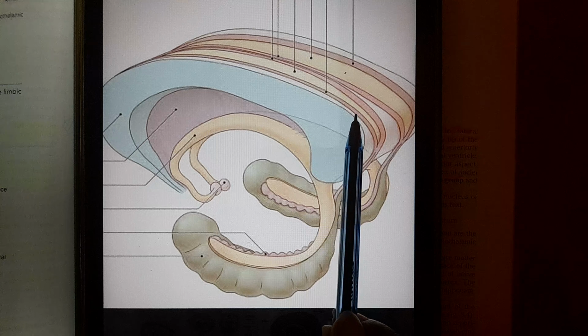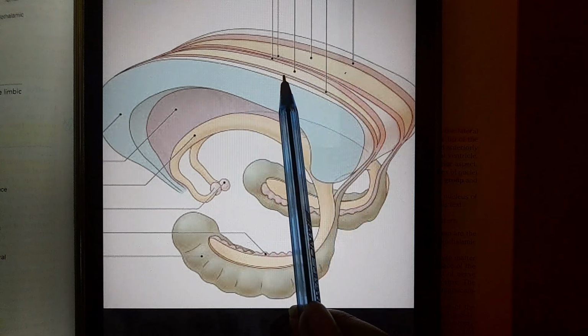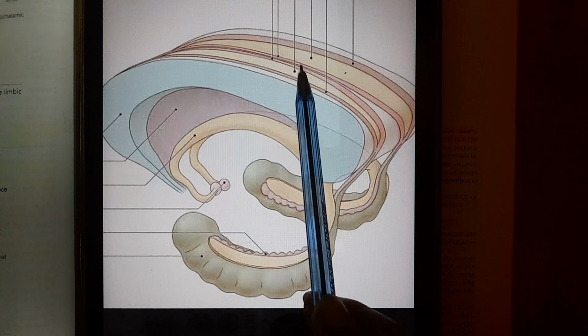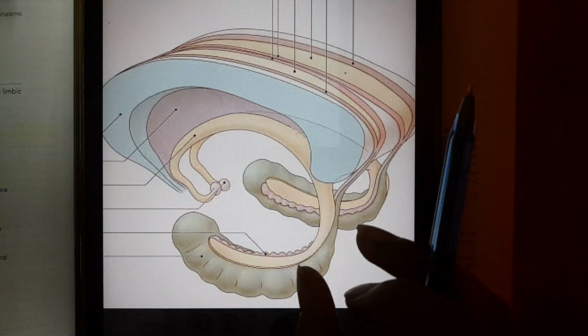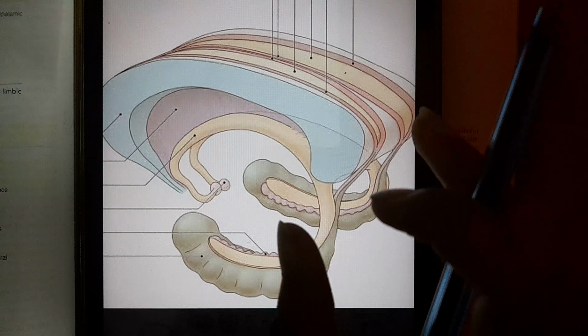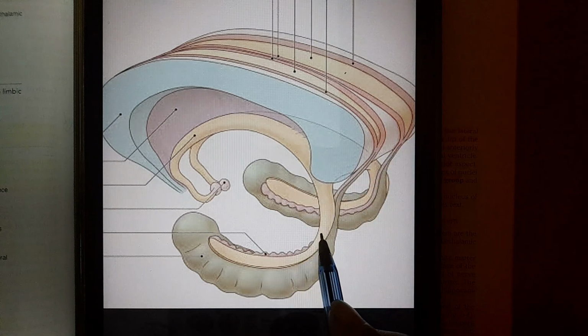Now this indusium griseum is actually a white matter region, and it has a medial stria medially and a lateral stria laterally. So this is how posteriorly it is connected with the corpus callosum and the indusium griseum. That is the posterior portion of this dentate gyrus, which is moving upwards.